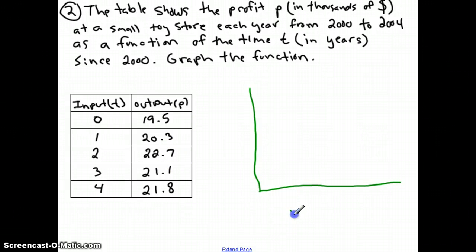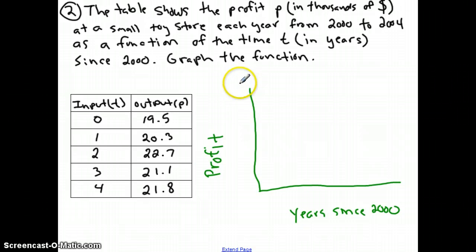Down here, I'm going to put this as years since 2000. And then for the y-axis, this is going to represent the profit in thousands of dollars. So this is going to be our P. This is our profit over here, so this would be our P-axis. This is going to be the years, the times. This would be our T-axis.